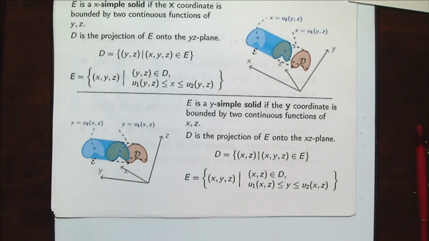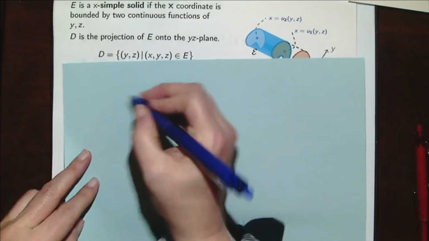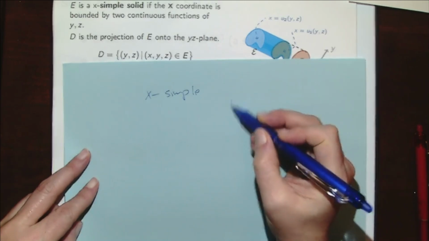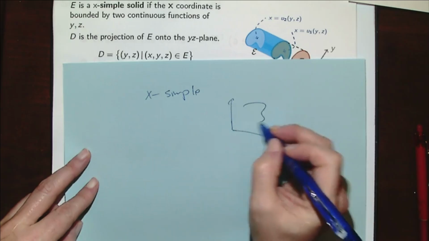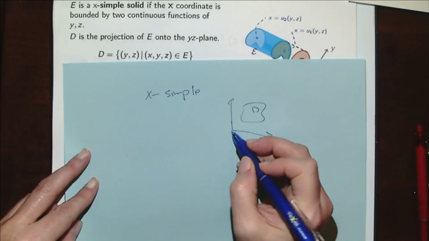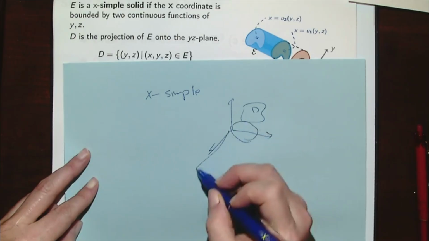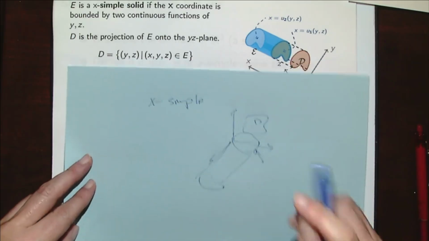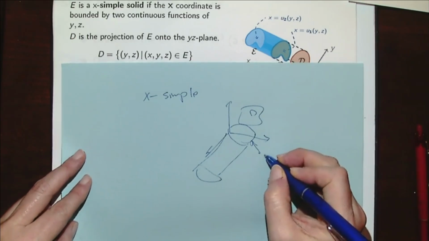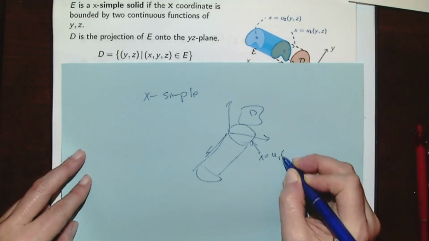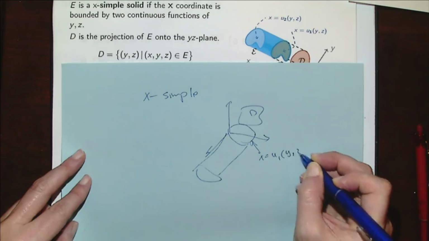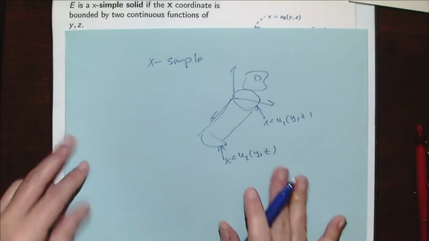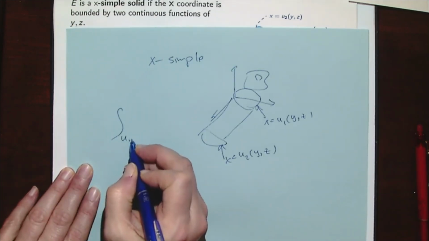Okay. So the next thing is, what about if it's x simple? Then for x simple, you will have a D in here, and two solid elementary surfaces. This is a better picture: x equal to u1 of y and z, x equal to u2 of y and z. Then the setup is going to go from a surface.